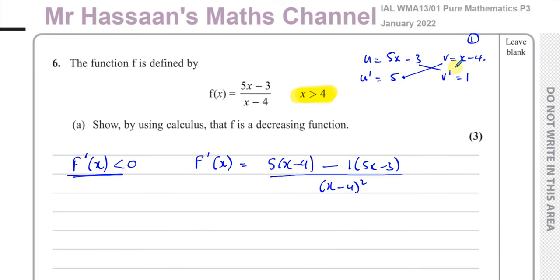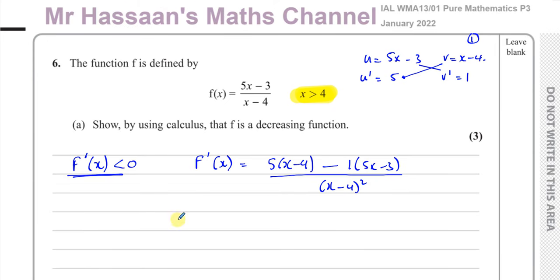You also have something called the product rule. If you have a product of two separate functions, then you can use something similar: v times u dash plus u times v dash, and that's it. Some people will use the product rule for this. For example, they might express this as (5x minus 3) times (x minus 4) to the power of minus 1, and then proceed to use the product rule. But for myself, I think this is a bit simpler.